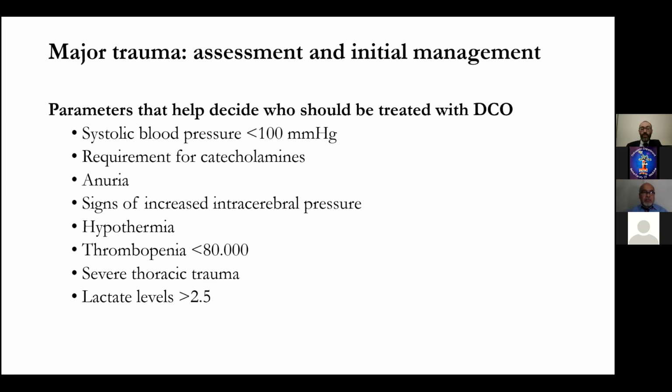Systolic blood pressure: is it okay or not? Does he need catecholamines? Does he have urine output? Signs of increased intracerebral pressure, hypothermia, thrombocytopenia, thoracic trauma, lactate level more than 2.5. If you have any of these, this patient will not be able to withstand a long operation. So this patient needs to be treated with damage control orthopedics at the beginning. So you should look carefully at these things. There are other more complicated things, but I just picked the small, easy, straightforward characteristics that you can look at.